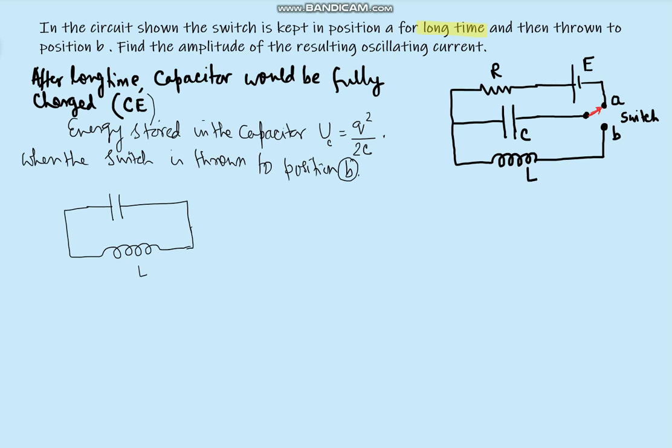Now the capacitor was having some initial charge Q. So what will the charge do now? The charge will get discharged, and while discharging there will be a certain current in the circuit. That current will be there through the inductor, and as a result LC oscillations would be set up.